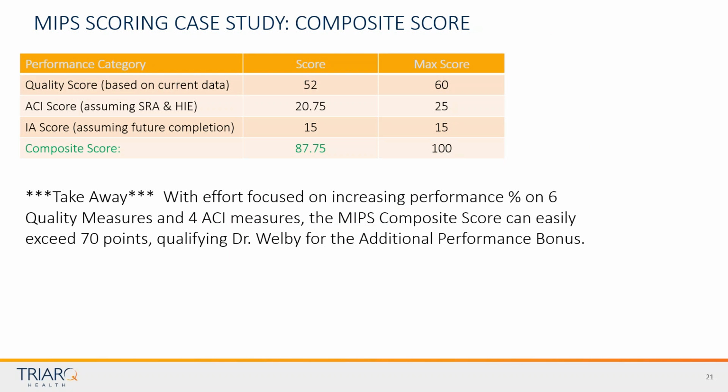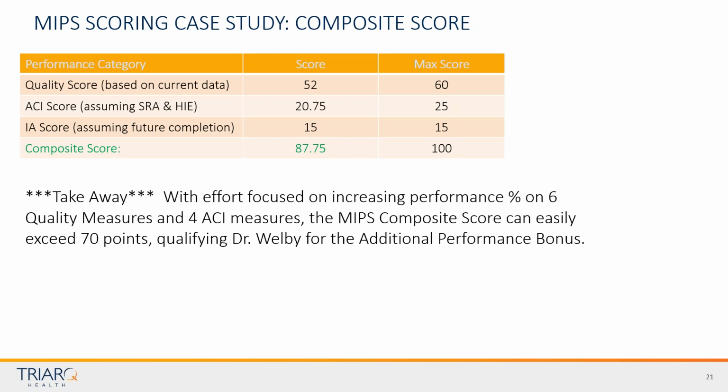And for ACI, assuming he does all the things we're telling him to do, your security risk assessment and his HIE, if he did both of those, he was going to get the full bonus, full base score, and then we were going to add his performance points, and he's going to get 20.75. And then, assuming he participates in the improvement activity, he's going to get his full 15 points there, which would get him a total of 87.75 for his MIPS composite score.